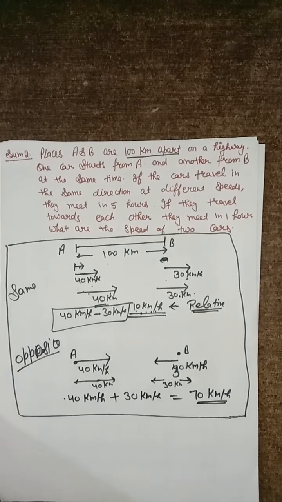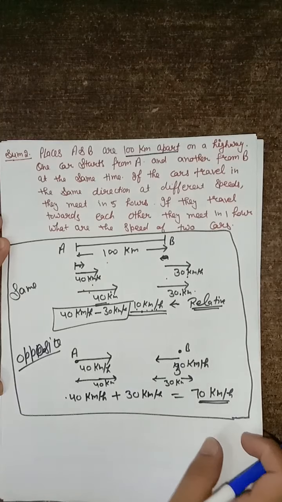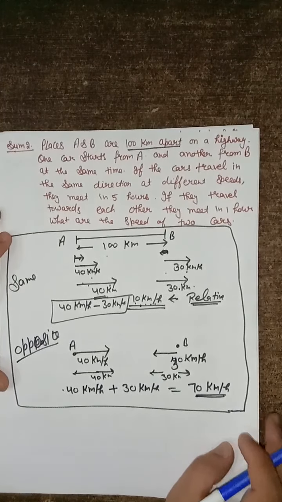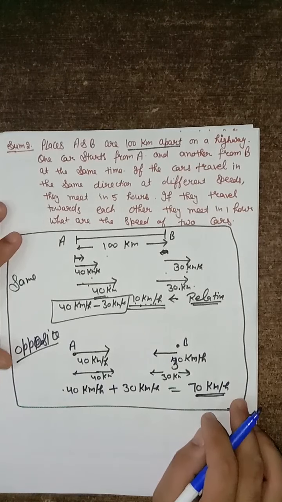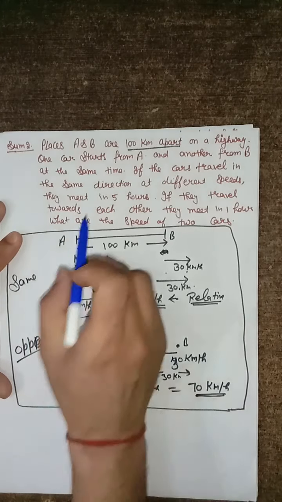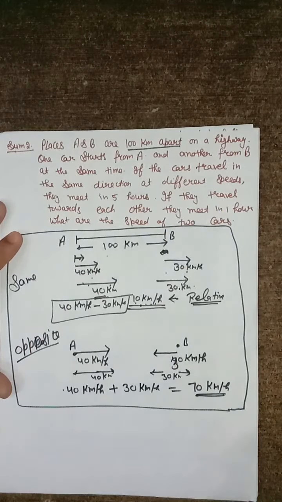Our question is, two cars, places A and B are 100 km apart on a highway. One car starts from A and another from B at the same time. If the cars travel in the same direction at different speeds, they meet in 5 hours. If they travel towards each other, they meet in 1 hour. What are the speeds of the two cars?